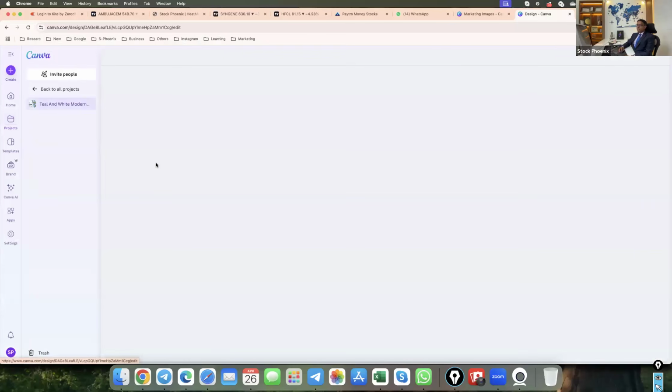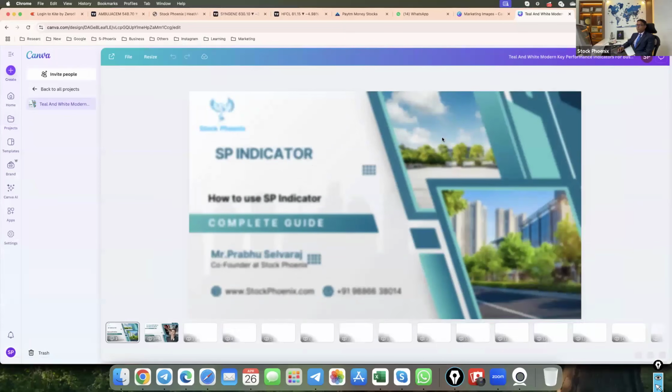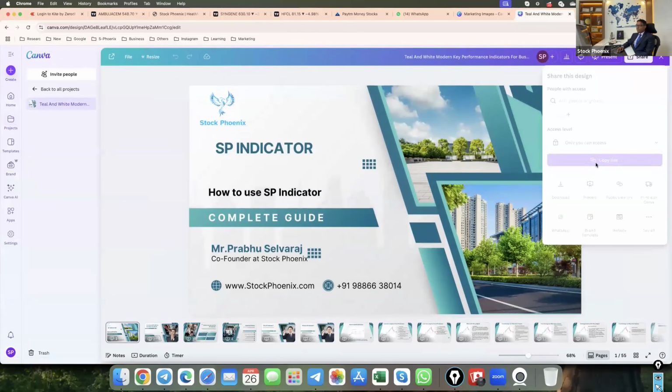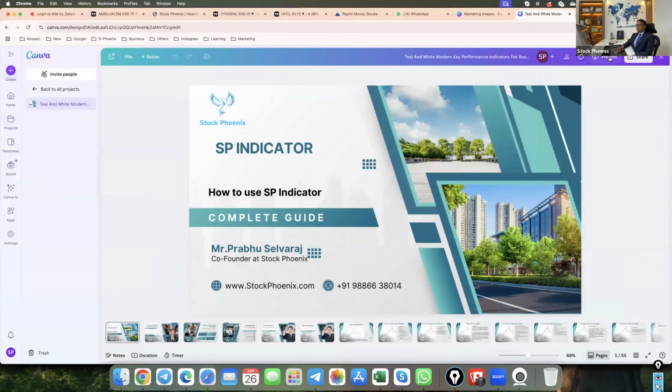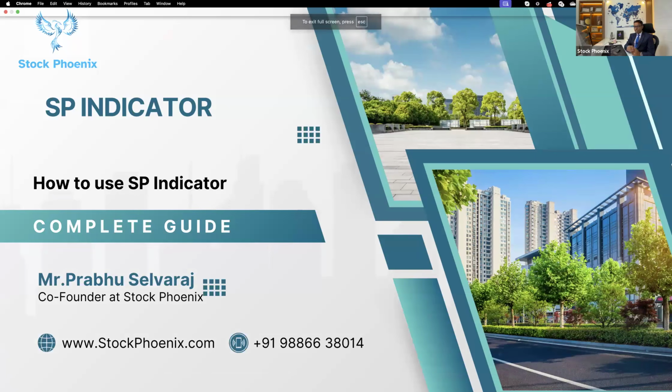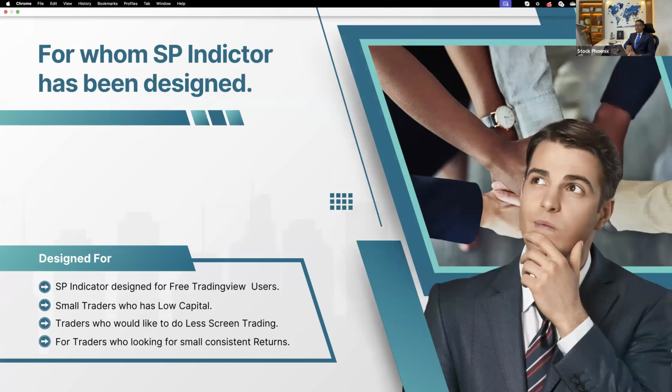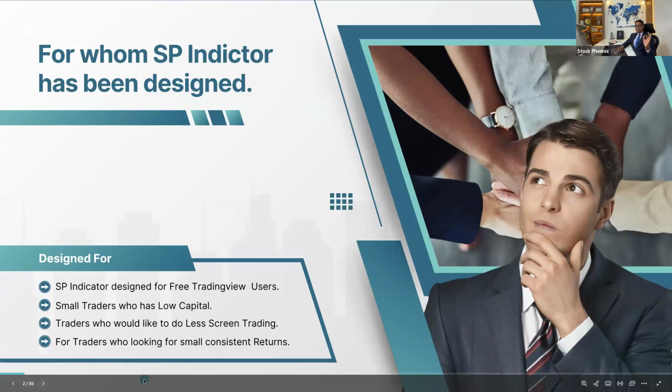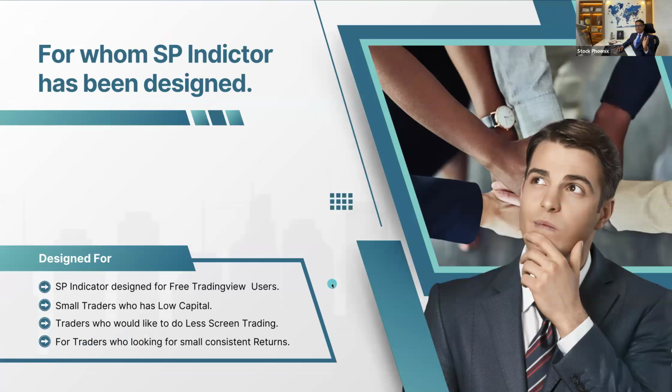SP indicators, nothing but a mini tool, are available in the market for free. SP indicator is also one such tool, designed by Stockfinics, which works on a free version of TradingView. Small capital required. Small traders who want to do less screen trading will be able to use this. Traders looking for small, consistent returns can use the indicator.